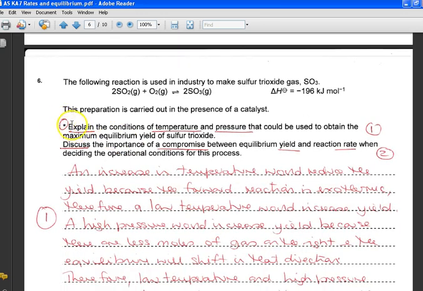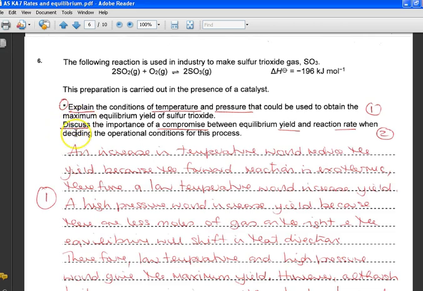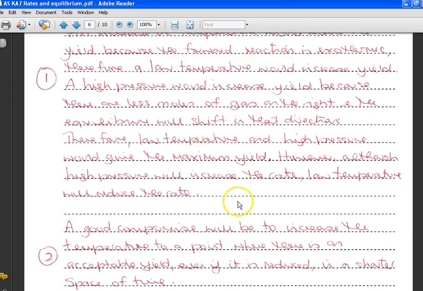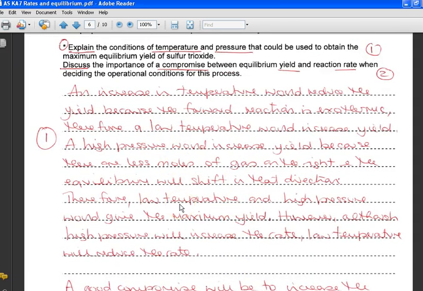Right, this question 6 has got a star here, which means that you've got to give a kind of full answer. You're given an equilibrium again, which is exothermic in the forward direction. You're asked to explain the conditions of temperature and pressure that could be used to obtain the maximum yield of sulfur trioxide. I've put a number 1 here. And then there are 2 parts to this, to discuss the importance of a compromise between the yield and the rate when deciding the operational conditions. So I've put a number 2 here just to show you how I've answered the 2 parts to that question.